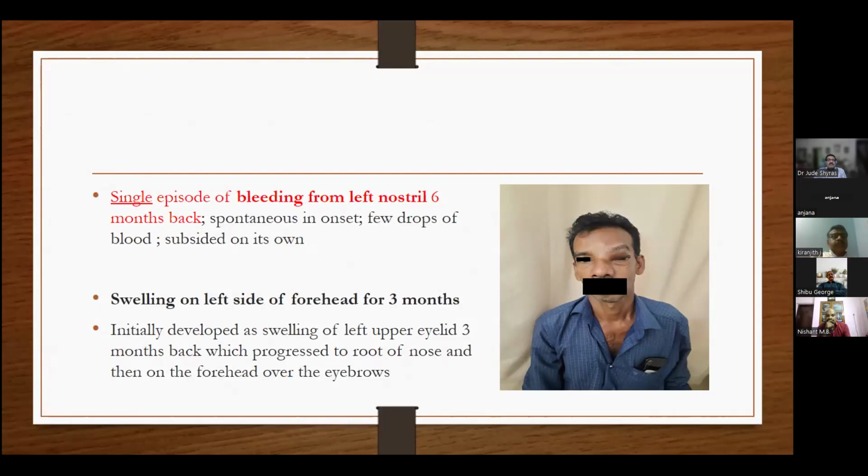Bloodstained nasal discharge. Bleeding, or blood tinged.